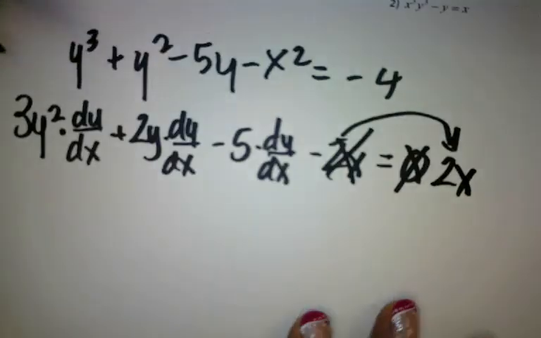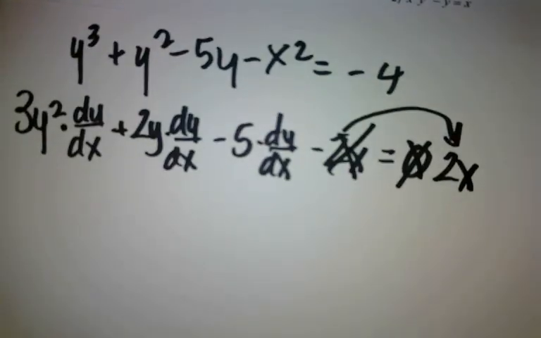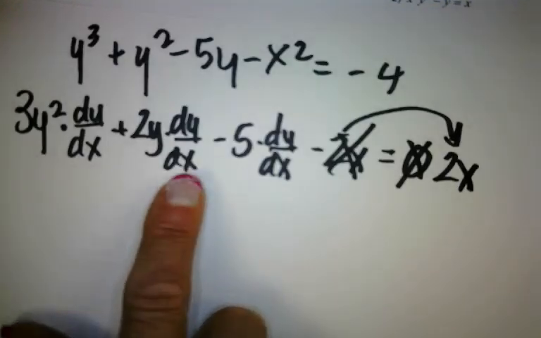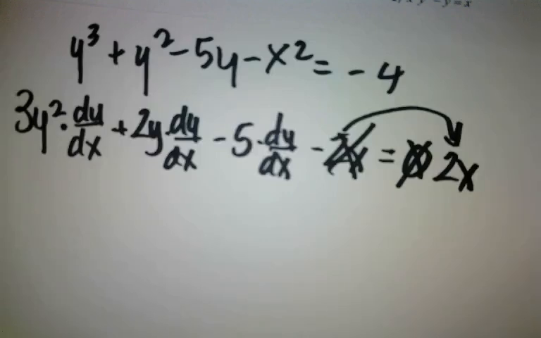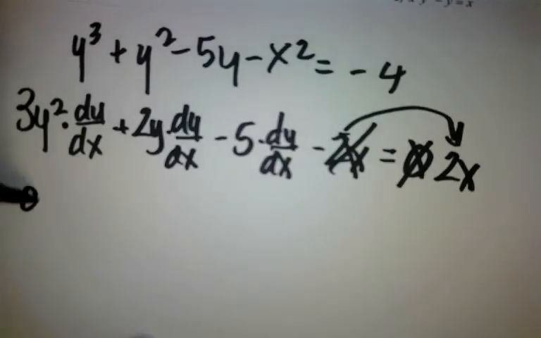Switch sides, switch signs. And then I'm going to factor a dy over dx. That's the only thing I'm going to factor out. I might be able to factor more stuff out, I don't care. I'm just going to factor out only the dy over dx because that's what I'm trying to get by itself. So I factor it out.